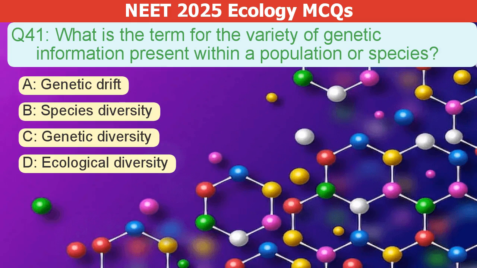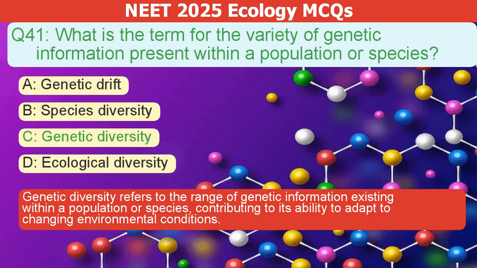What is the term for the variety of genetic information present within a population or species? A. Genetic drift. B. Species diversity. C. Genetic diversity. D. Ecological diversity. The correct answer is C. Genetic diversity refers to the range of genetic information existing within a population or species, contributing to its ability to adapt to changing environmental conditions.